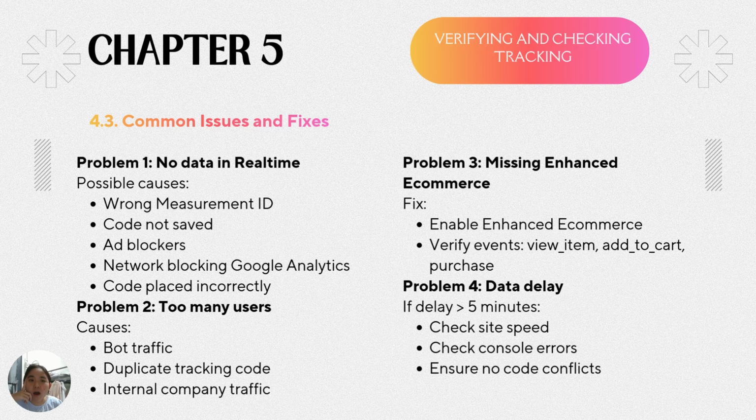There are also some common issues and you can fix them. Problem one is no data in real time. Possible causes are a wrong measurement ID, code not saved, ad blockers, or the network blocking Google Analytics. Problem two is too many users. Possible causes are bot traffic, duplicate tracking code, or internal company traffic. Problem three is missing enhanced e-commerce. We can fix it by enabling enhanced e-commerce and also verifying the events. Problem four, data delay. If the delay is more than 5 minutes, check the site speed, check the console errors, and also ensure there are no code conflicts.